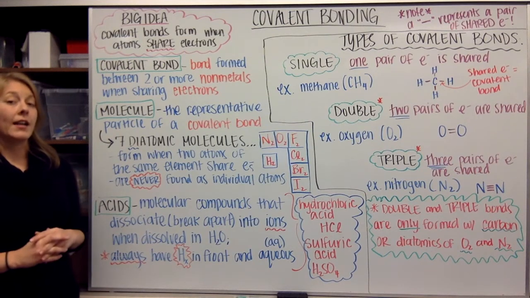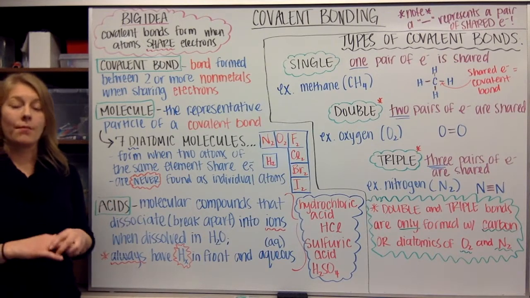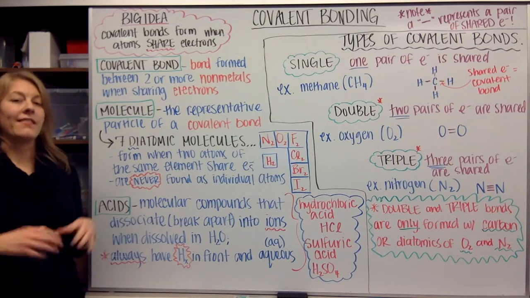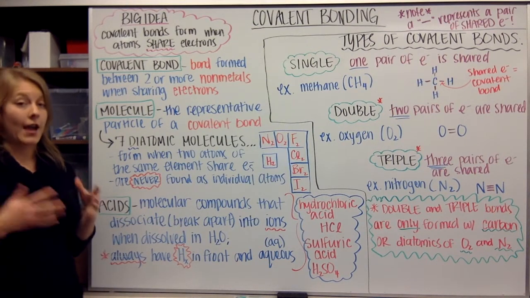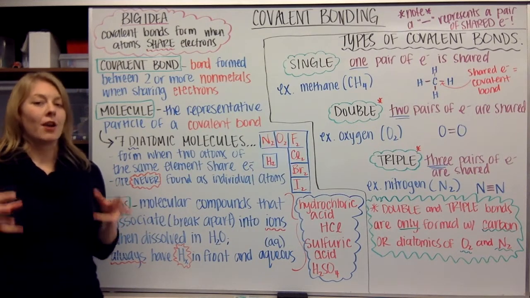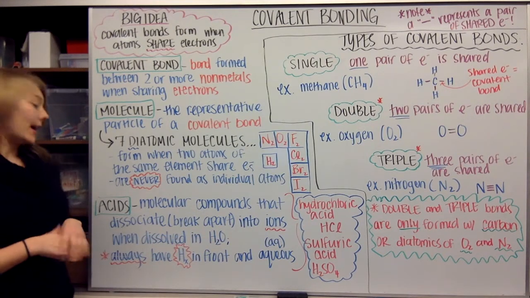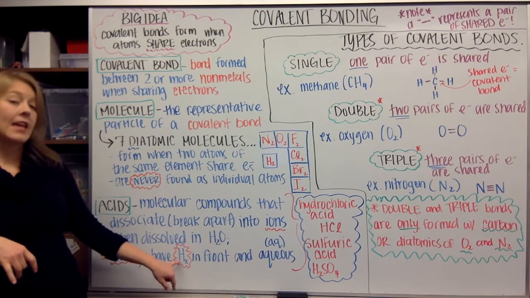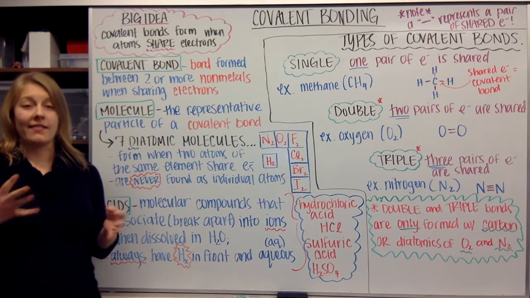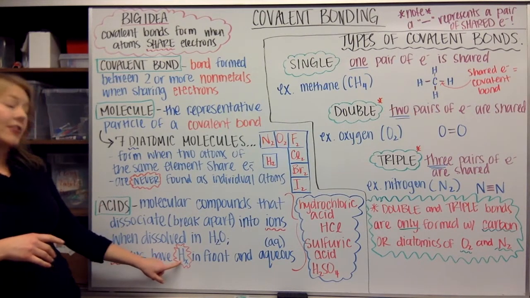Now, one specific kind of covalent bond that we also see is with acids. These are molecular compounds, so they're covalently bonded, and they dissociate, which means they break apart into their ions when they're dissolved in water, okay? We always have H, hydrogen, in front of our acids. So when you see a formula for an acid, it'll always start with H.